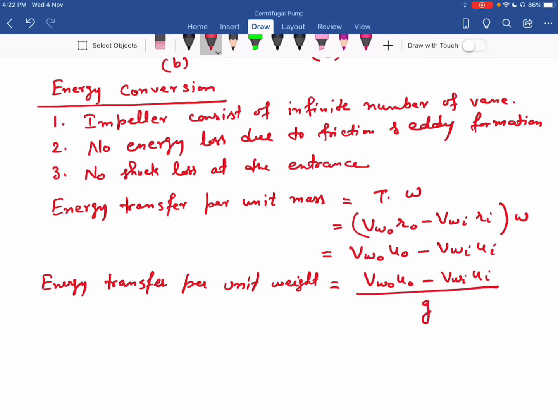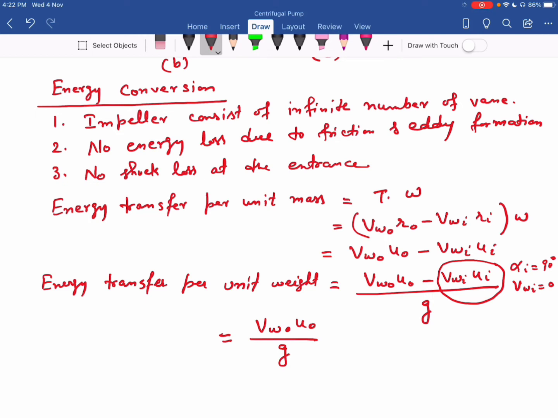Now in case of centrifugal pump, my flow is radial at the inlet. That means the angle alpha I is equal to 90 degree at the inlet. So at that time, VWI is equal to 0. So now I can write this energy transfer per unit weight as VWO UO divided by g.